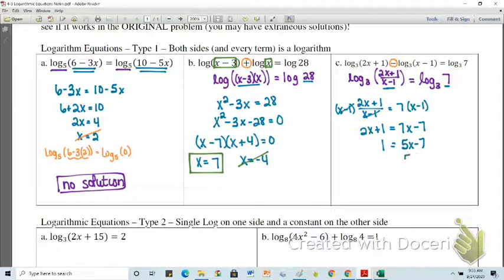Add 7. So x equals 8/5. Check to make sure they both give me positive numbers. So 2 times 8/5 plus 1, that's a positive. 8/5 minus 1, that's a positive. Therefore, this solution does work.